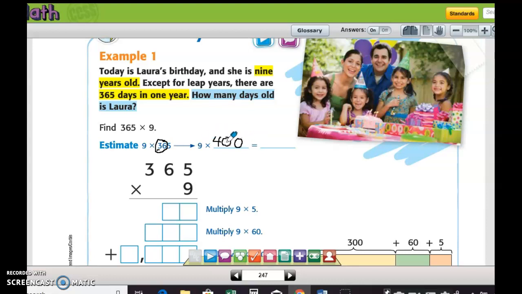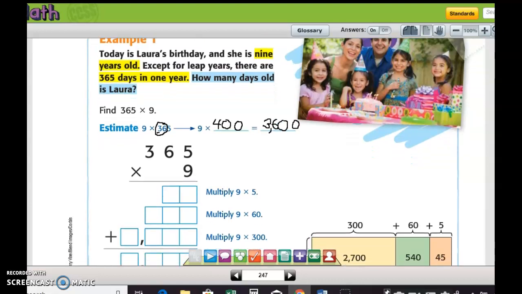So now I have 9 times 400. And you hopefully can see the basic fact. 9 times 4 is 36. And so 9 times 400 is 3,600. Okay, so that's our estimate, and that's what hopefully our answer when we're done will be close to.